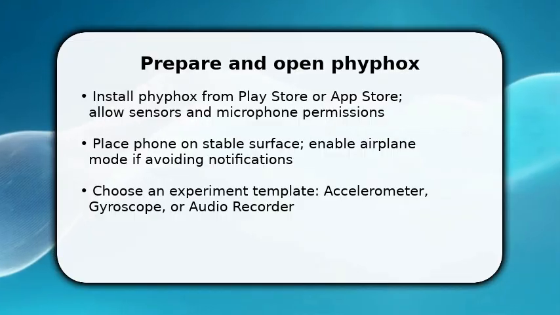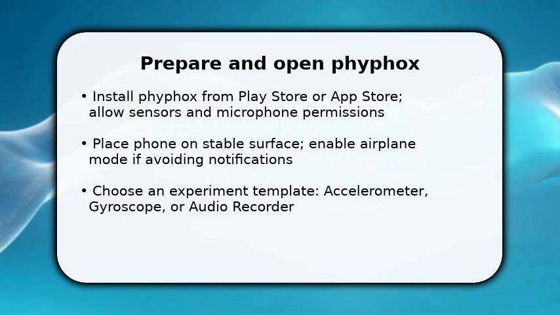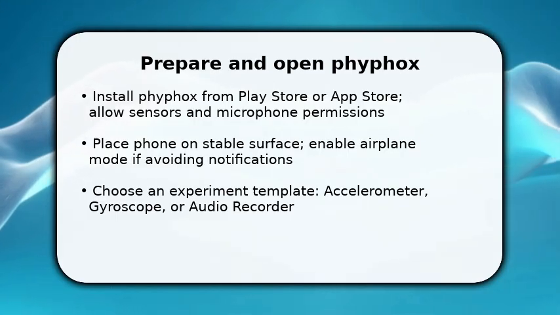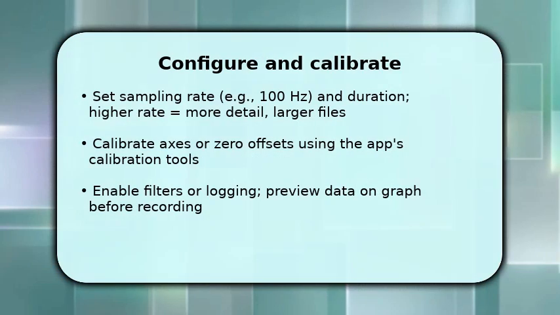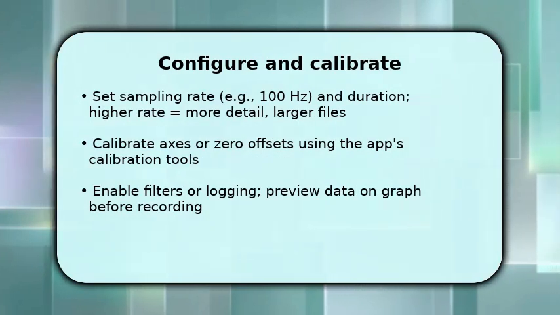Tap the experiment to load its interface and glance at the controls. Once loaded, you're ready to configure sampling rate and units. Those choices determine precision and file size. Now configure and calibrate for accurate results.